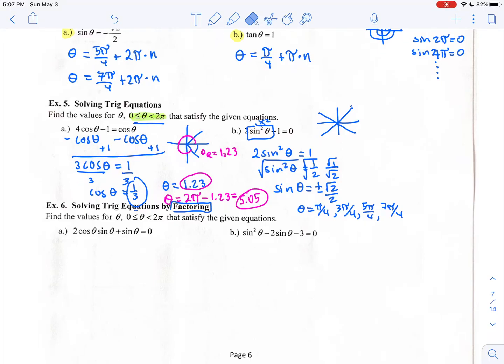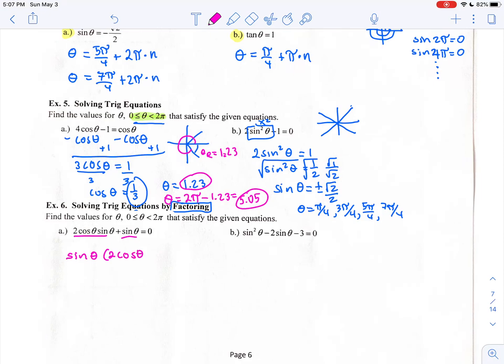Another technique employed in solving trig equations is by something called, it might sound familiar, factoring. So I boxed that word in example 6, but in example 6a, you can see that now we have a mix of cosine and sine, and we have a total of 2 terms. In both terms, we notice there's a sine of theta. So that's going to be our GCF that we pull out.